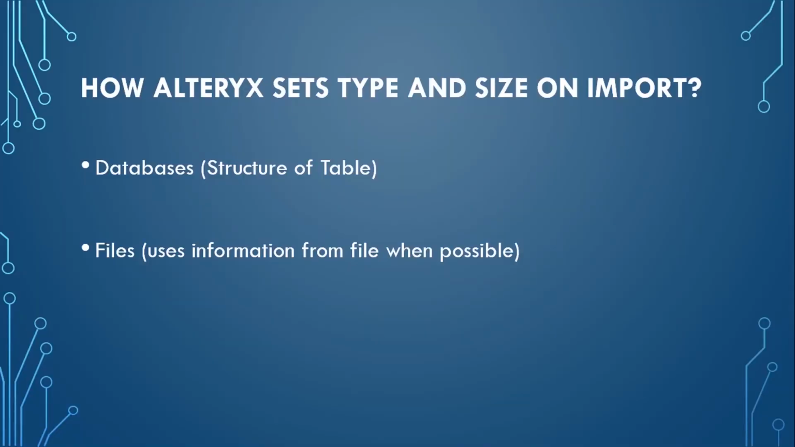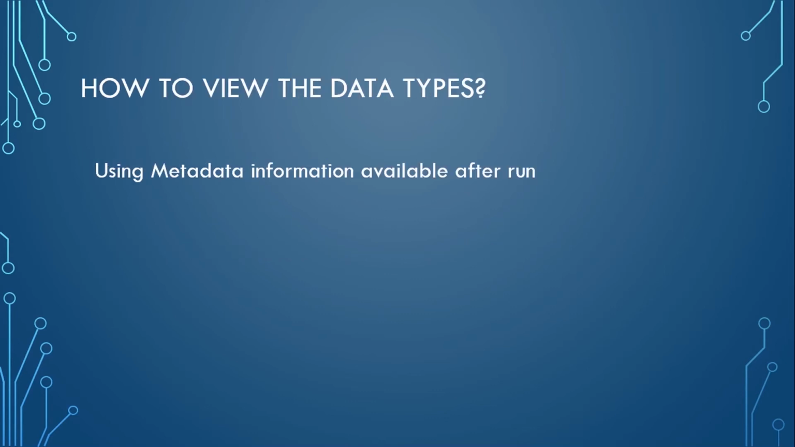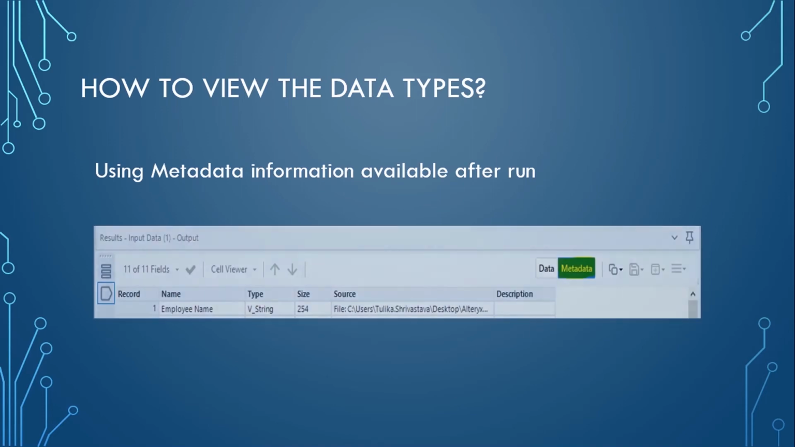Now let's see how Alteryx sets data type and size on import. If we read data from a database, then the data types are dependent on the structure of the table. If we use a file, it uses the file information when possible. Now let's see how to view data types. Using metadata information, we can view the data types. Let's see where we can find metadata in Alteryx.